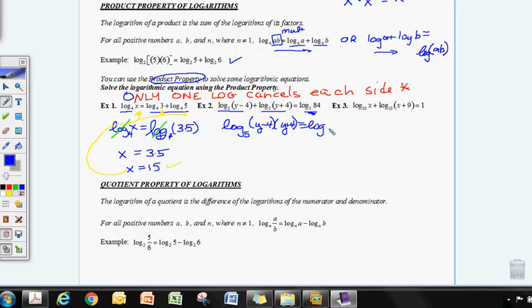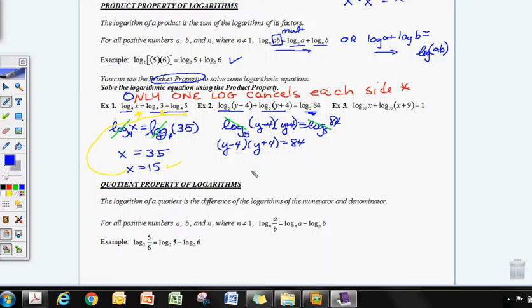And once we condense logs, I have a single log on the left side and I have a single log on the right side. You guys can drop logs. And I am left with y minus 4 times y plus 4. And it's going to equal 84.